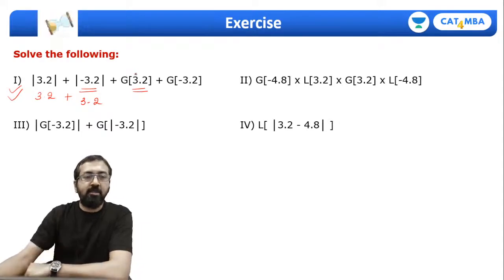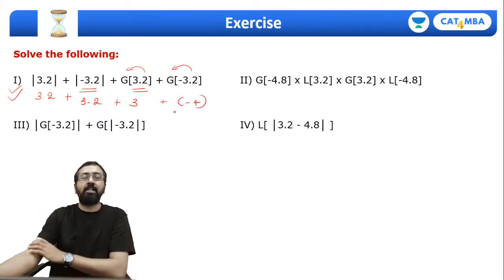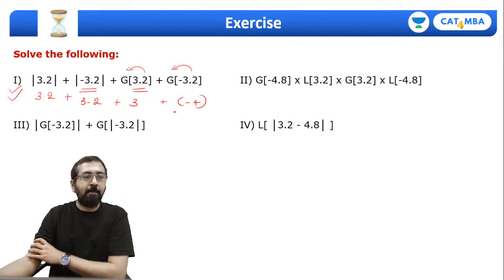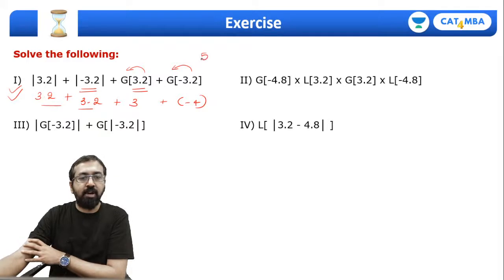So greatest integer means we will check whether this number is an integer or not. So this number is not an integer. So we will look at the first integer towards the left hand side of 3.2. Of course, it's 3. So we'll write plus 3. And then greatest integer value of minus 3.2. So on the left hand side of minus 3.2, the first integer will be minus 4. So we'll write minus 4 over here, right? So now you just need to add them up. So 3.2 plus 3.2 is 6.4 plus 3, 9.4 minus 4, it will be 5.4.